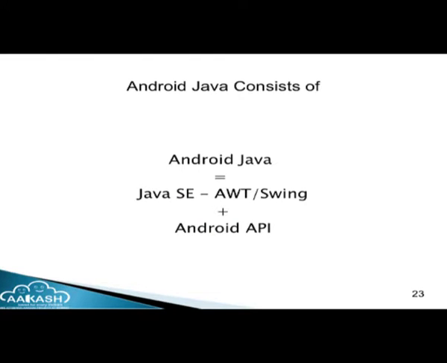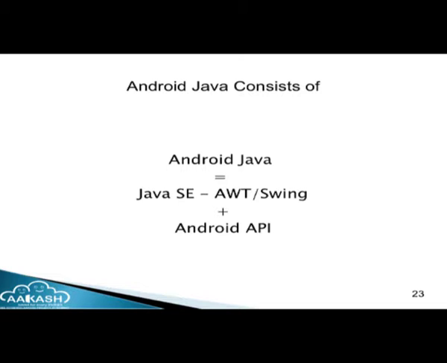Let's go ahead. As I mentioned to you, yes, Android is based on Java. It follows Java syntax. It follows a lot of things in Java, but there is a difference. So Android Java consists of the Java standard implementation minus AWT and Swing plus the Android API. AWT and Swing, if you have worked on them in Java, are not supported in Android. They are completely removed. They have come up with their own UI, which is part of the Android API.